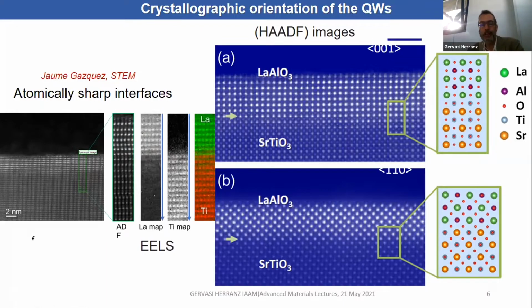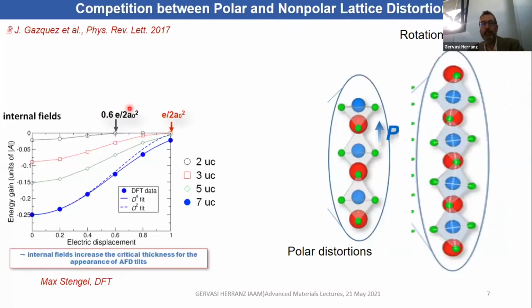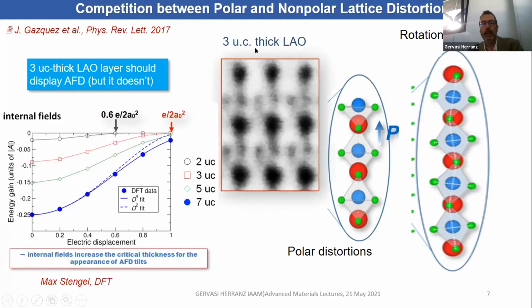One interesting aspect of what happens when we studied using transmission electron microscopy is that we could understand a little bit the competition between polar distortions and rotation patterns. So using the images by transmission electron microscopy, we could pinpoint, for instance, the positions of the oxygen ions in the lattice. For instance, this is an image taken with a 3-unit cell thick LaO film.